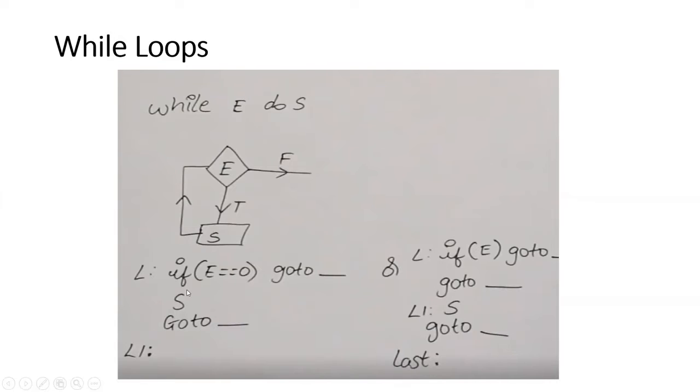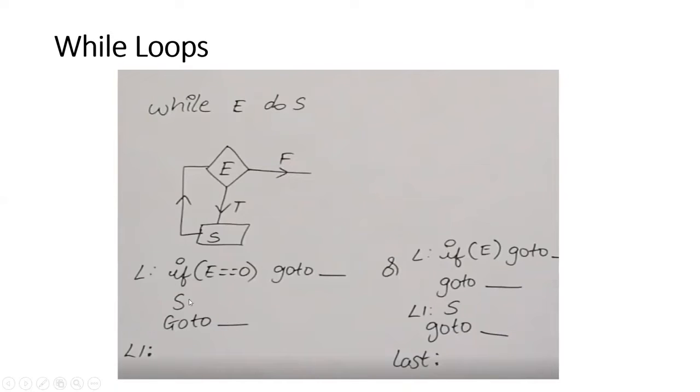In method number one, we have designed a label L where I've written a condition: if E is equal to 0, which means the condition is false, go to L1, because L1 represents the exit from the loop. If the condition is true, then we'll perform the statement and go back to L again, to verify the condition whether it is true or false.